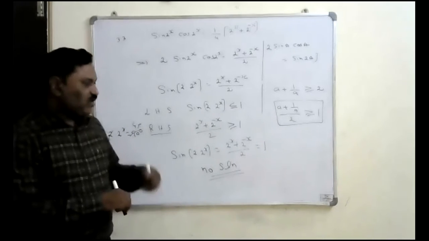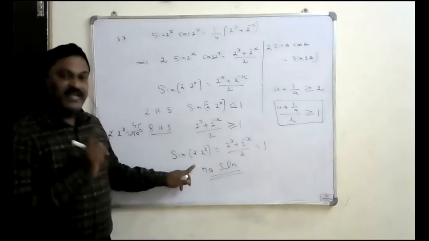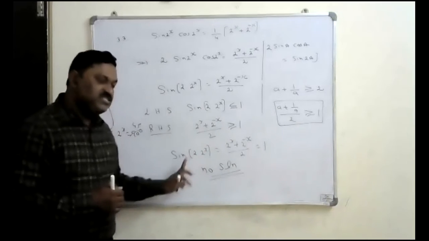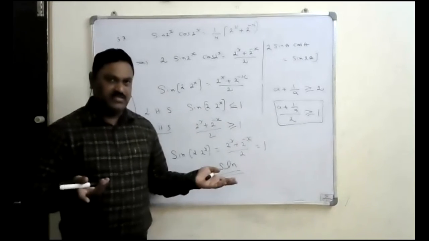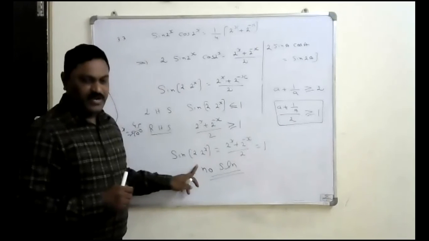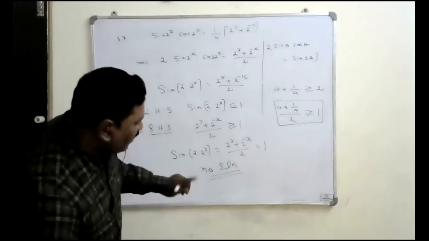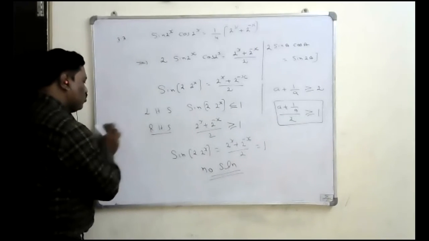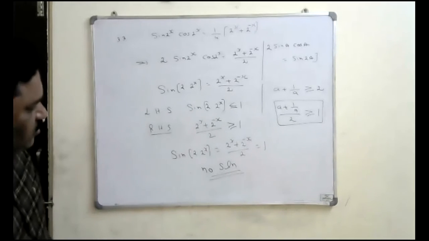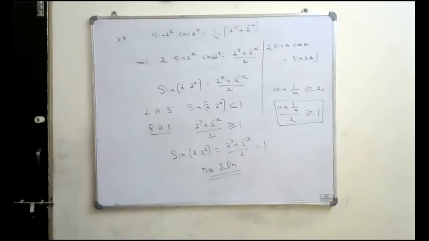That's why for no value of the x, these both are equal. But for different values of the x, this is giving 1 and this is giving 1. But at the same value of the x, these two are not equal. Right? So that's why it will not have any solution. There is no solution. This is the answer. There is zero solution.